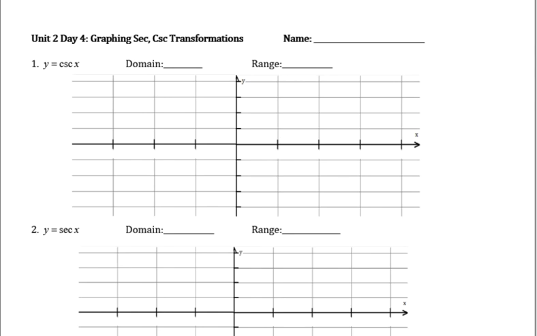Okay, so we're going to be graphing in our day 4 notes. We're graphing cosecant and secant. We graphed them for the first time last class, but we're going to graph transformations today. So we're going to start with your parent functions. What is the reciprocal of cosecant?